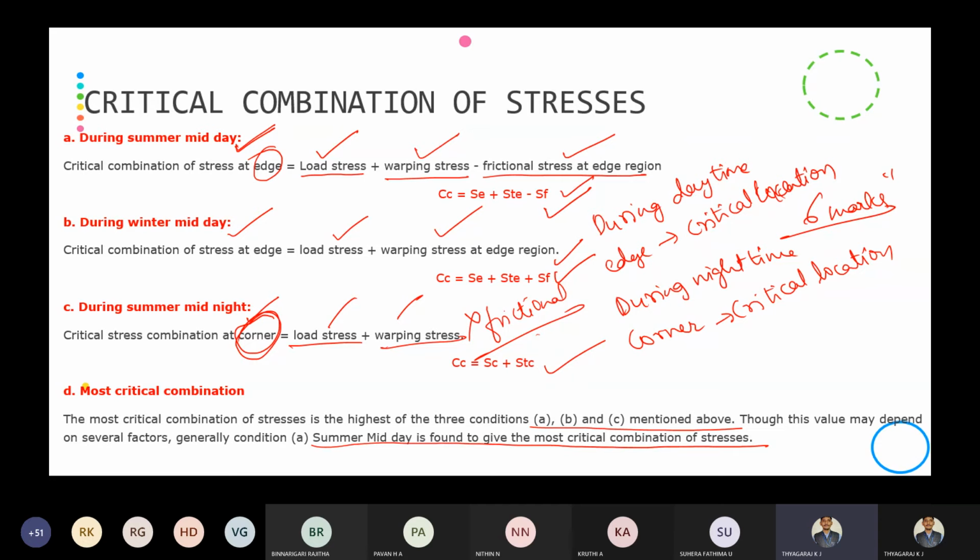I'm going to share the link at 11 o'clock so that we can solve some problems on Westergaard wheel load stresses. Okay. Any doubts in this?